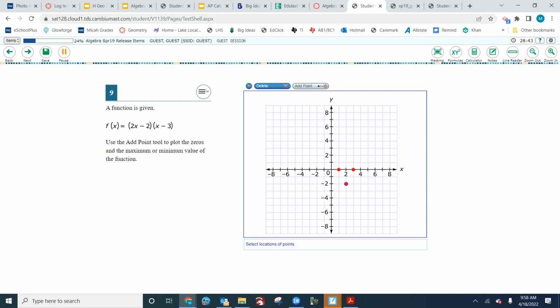Something else they like to do. I looked ahead into some of these questions. If they say, what are the zeros? All you need to say is x equals 1, x equals 3. They're not going to ask you this. If they say zeros, they already know you should know the y value is 0. You don't have to write the y value. Just x equals 1, x equals 3. All right. Is everybody good with that one?